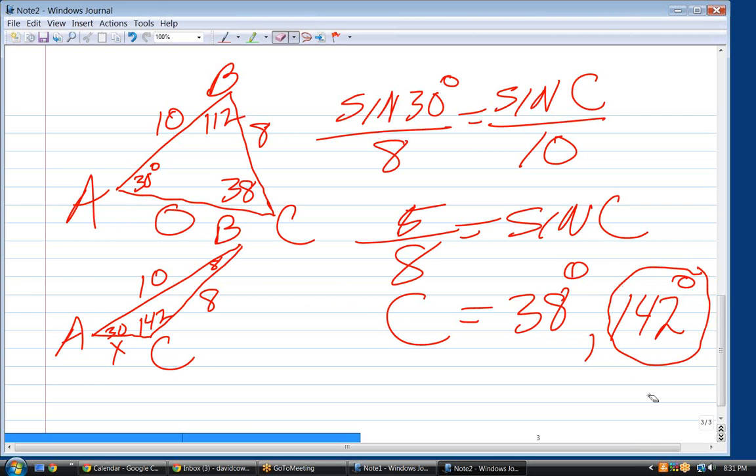Now the downside is you always have to check this. If this angle is greater than 90, you don't have to check it. But if this angle is less than 90 and you have angle side side, then you essentially have to do this step every time, just to see if you have a possible one.